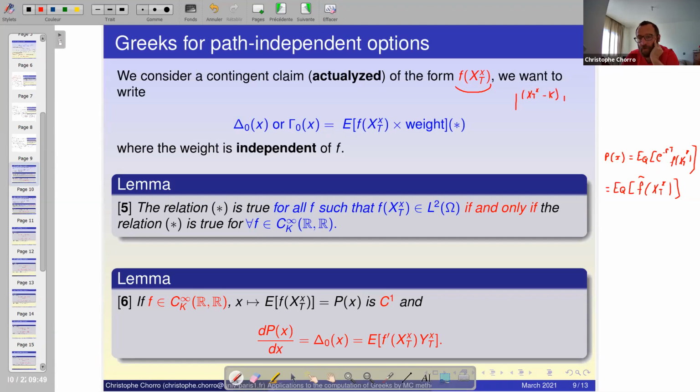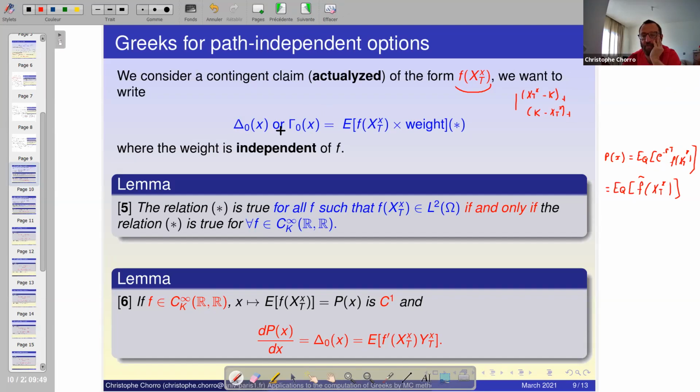So in particular, what I will do in this situation is cover classical call options and classical put options. And path-independent, I remind you, is because here I have a contingent claim that only depends on the final value of the risky asset. That is, it doesn't depend on the whole trajectory of the asset. And what I want to do in this situation is to obtain the delta at time t equal to 0 or the gamma at time t equal to 0.